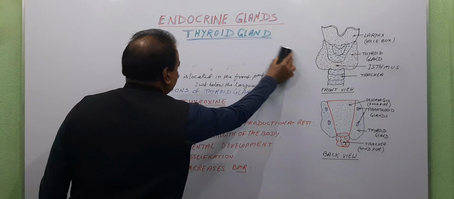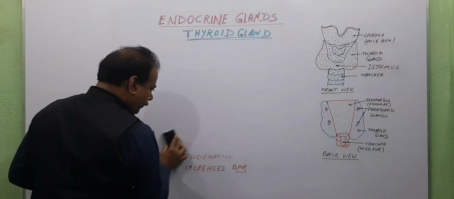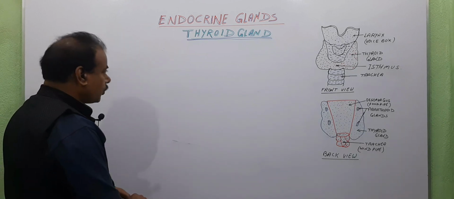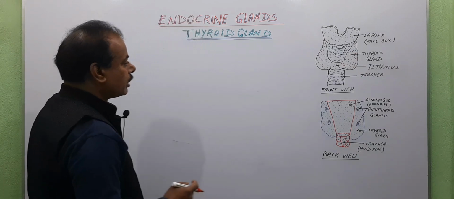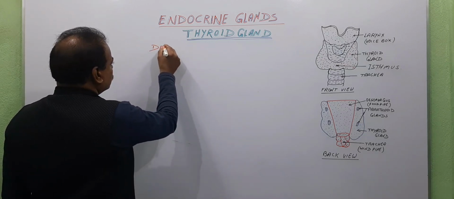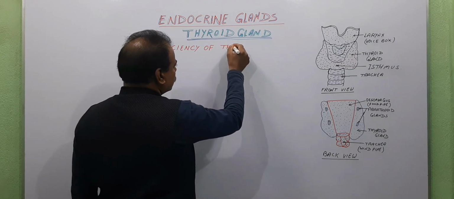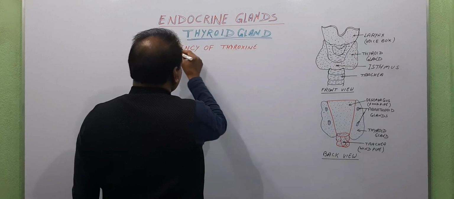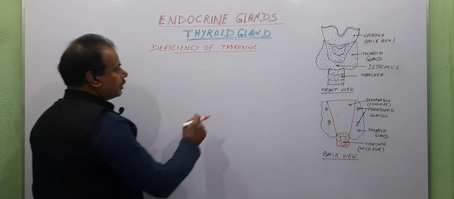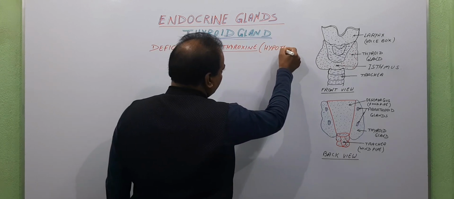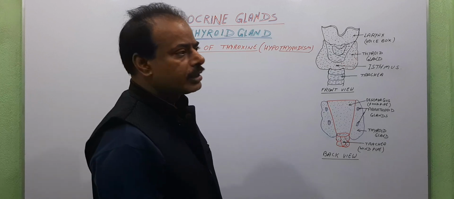So important functions of these hormones. Now, the deficiency and oversecretion of thyroxine may cause diseases. So what are the important diseases or disorders caused by deficiency or hyposecretion or undersecretion of thyroxine or thyroid gland? Deficiency of thyroxine, or also you can say hyposecretion or undersecretion of thyroxine, or hypothyroidism. It can cause three different types of diseases.